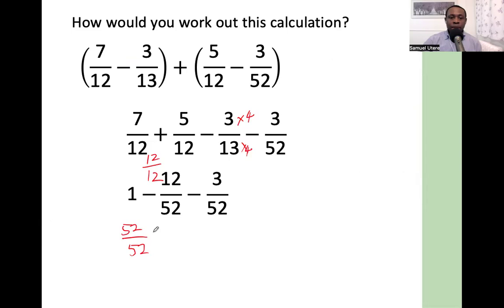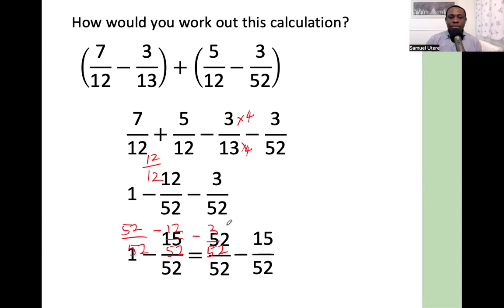So that means 52 minus 12 over 52 and also minus 3 over 52. Now, it's a bit like subtracting 15 from 52 because to subtract 12 and to subtract 3 is like subtracting 15. And that should give you 52 minus 15 over 52, which is 37 over 52.